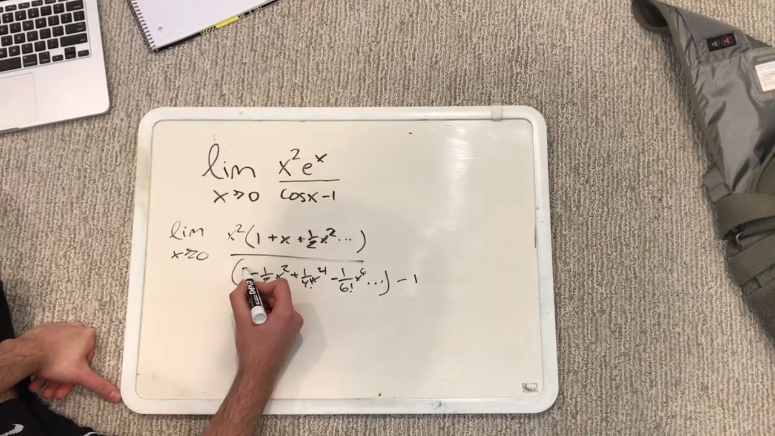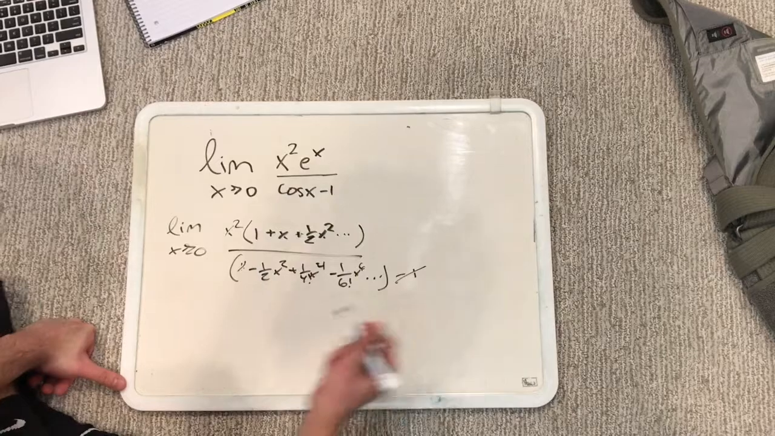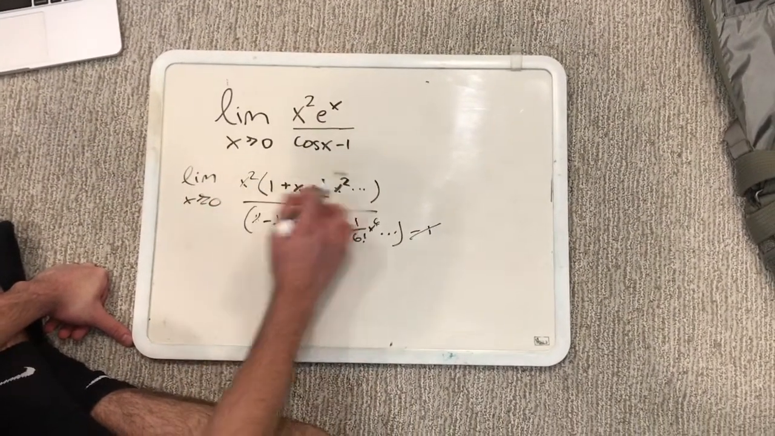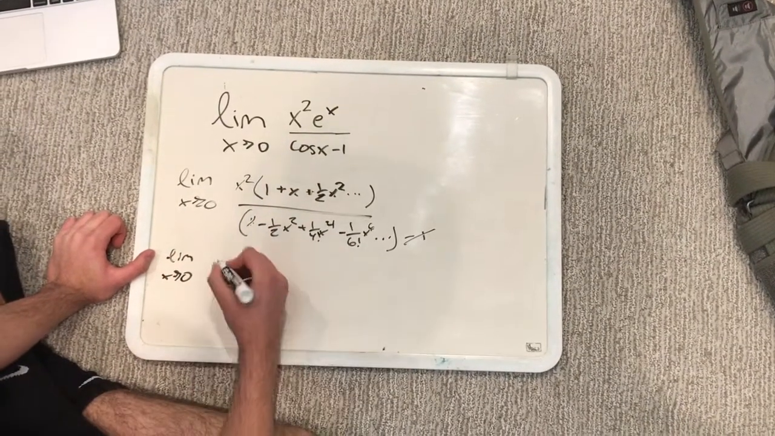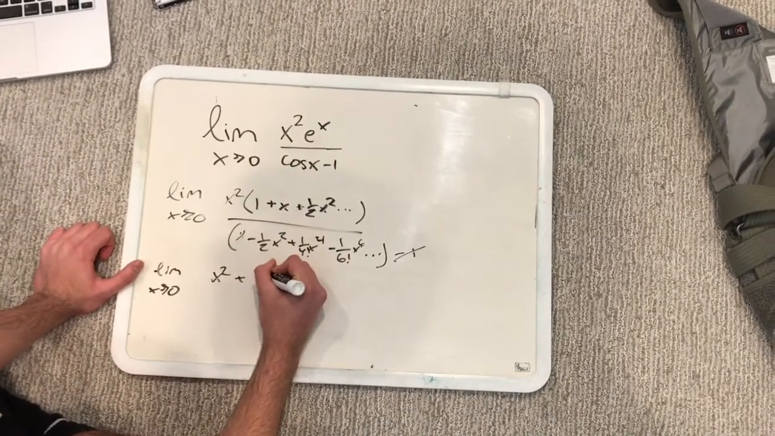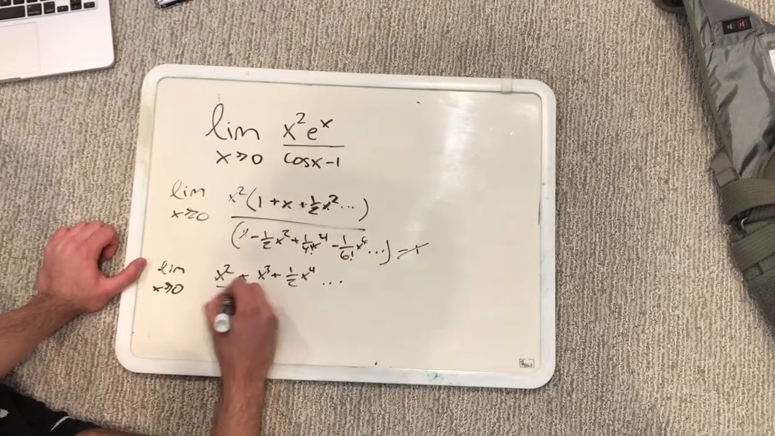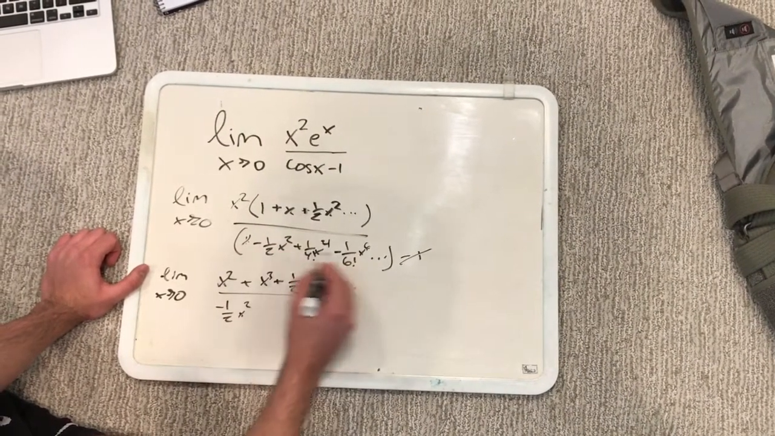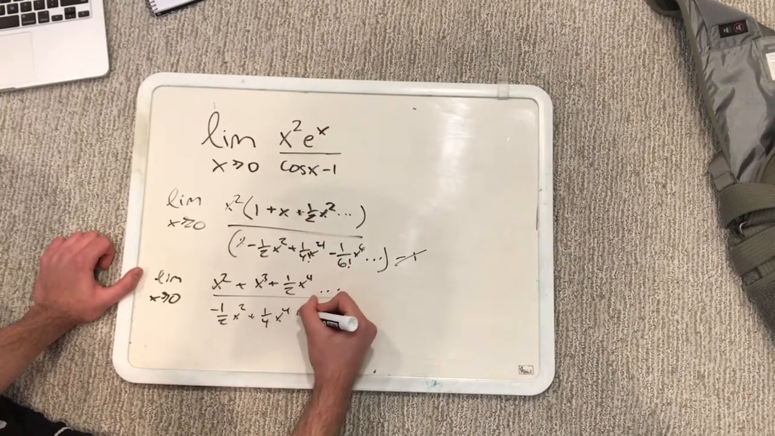So now we're going to see what things cancel out. We know that this 1 right here and this negative 1 are just going to cancel out, so these go away. And then here you can't really cancel anything out, but you can just multiply the x squared to all the terms. So then you get the limit as x approaches 0 of x squared plus x cubed plus half x to the fourth, and so on. And this is all over negative half x squared, which is basically all this right here.